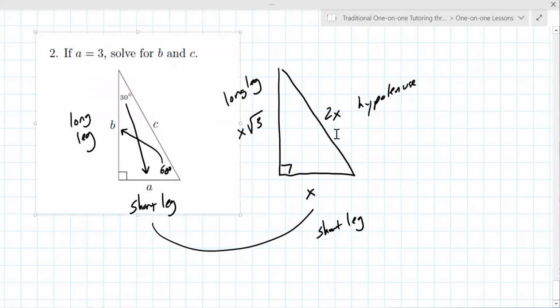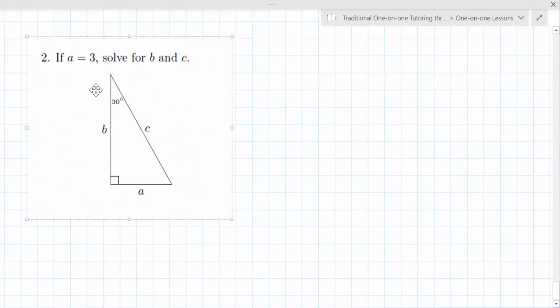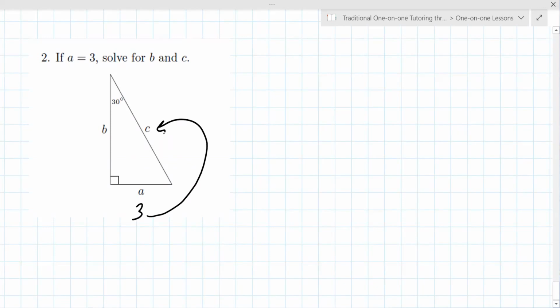Now let me just copy this problem again, because we got a lot of words there that may or may not interfere with your understanding. So they're giving you the short leg. You should immediately find C. What is the value of C? How do you find the hypotenuse from the short leg? Do you double the short leg? Yes, multiply by 2. So C is equal to 6.